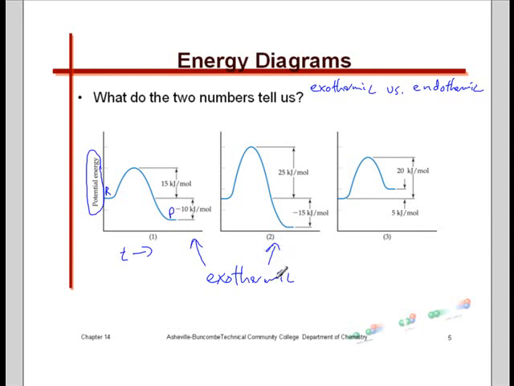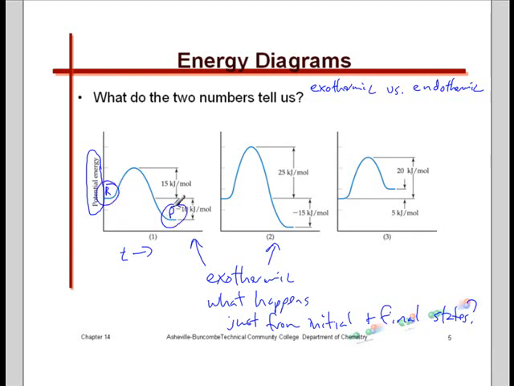And how do we know whether it's exothermic? Well, I guess the question you should ask is, what happens just from initial and final states? Meaning, initial and final. How do you compare those two? In both of these cases, there's been a decrease in position along the potential energy y-axis. There's been a release of energy. And you can do heat: minus 10 here, minus 15 here.